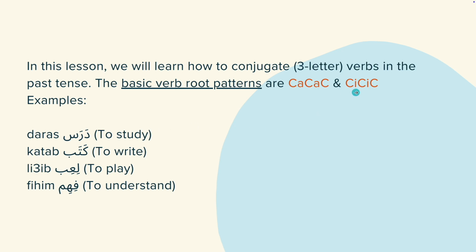And then an example for a verb with consonant I, consonant I, consonant is the verb to play, which is li'ib, and the verb to understand, fihim. So all of these four verbs are verb roots, root patterns. This is the root of the verb, okay? And now let's learn how to conjugate these roots in the past tense.